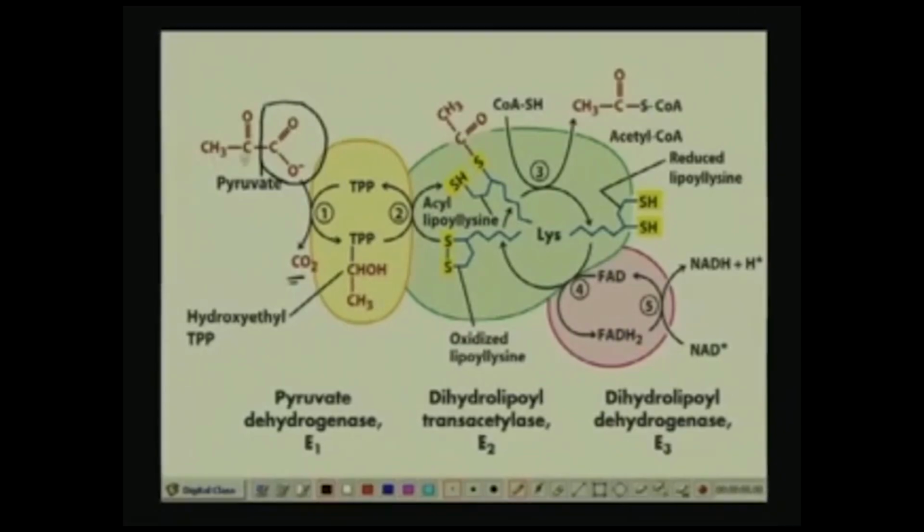So this acyl part is linked to where? To the TPP, right? Because you have that ylide formation there. So we have the acetyl part linked to the TPP, which then transfers it to the lipoic acid part that is connected to the lysine in the enzyme E2. So this is the lysine. You see the lysine here, and what are these chains? These are the lipoic acid chains. Can you see the lipoic acid chains?